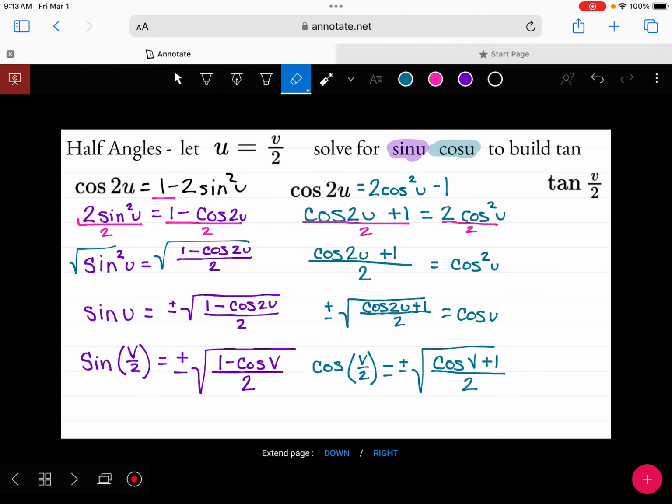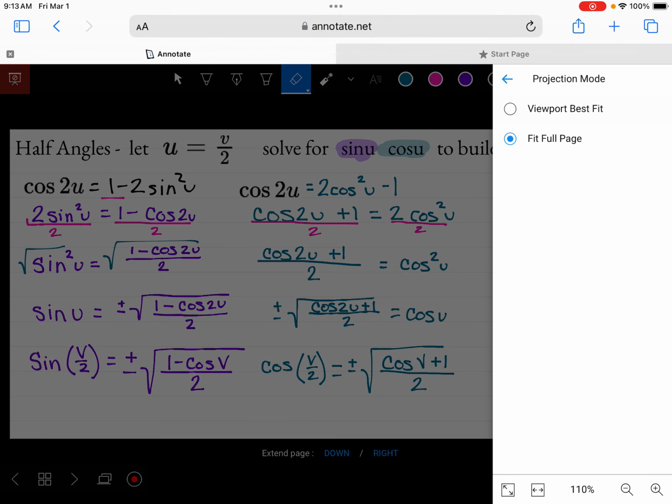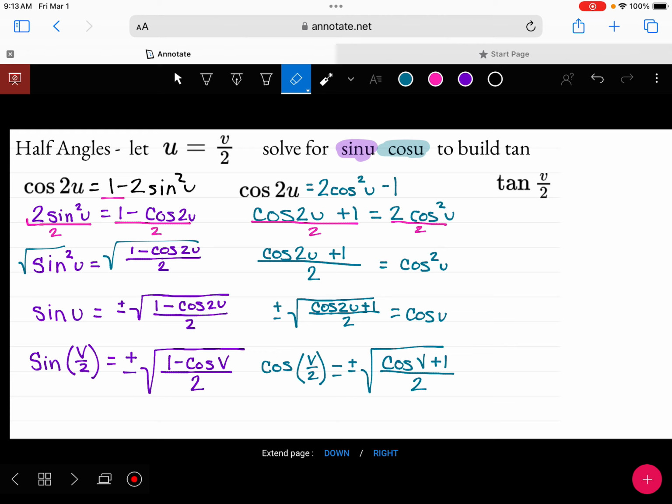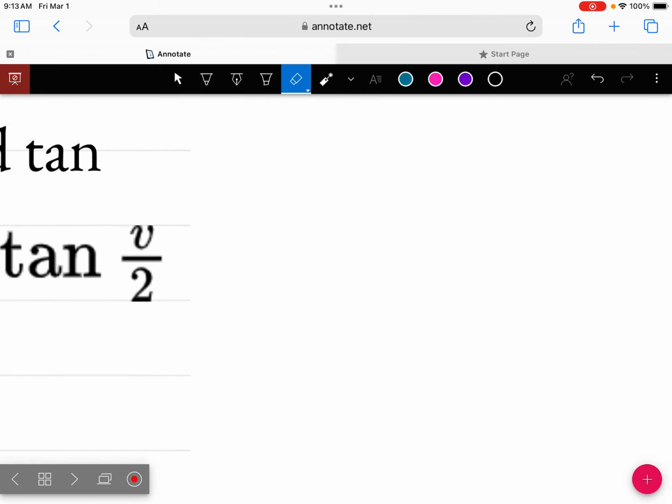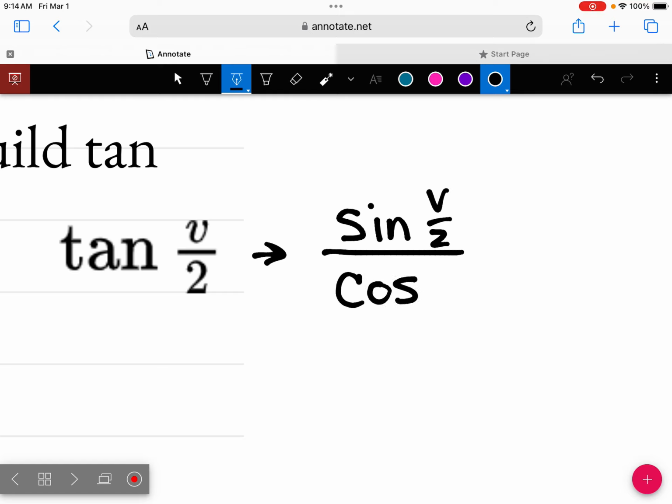Okay. So I'm going to give us a little bit more space on the right. And I'm going to turn just so you guys have to follow my brain. Sorry. So for tangent, we're not going to start from the tangent double because ew. What we're going to do is we're going to think of tangent as sine of v over 2 over cosine of v over 2.